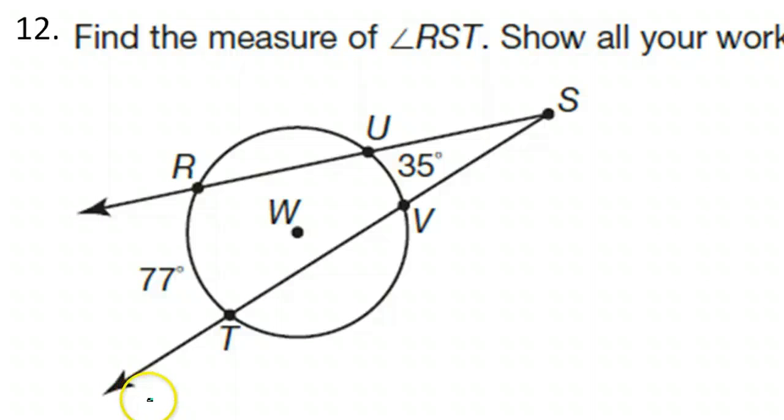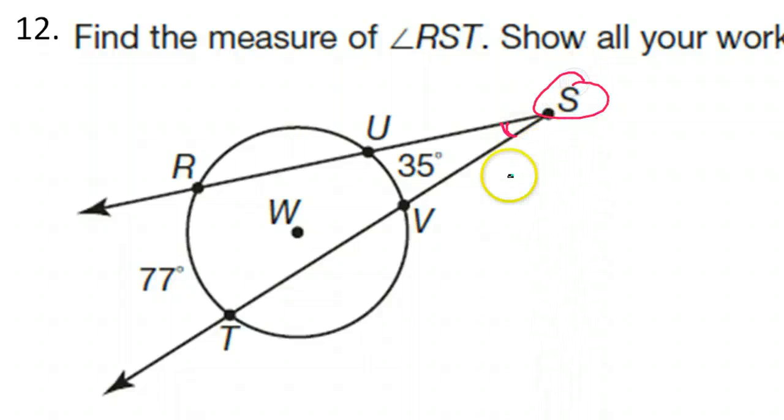Alright, here's number 12. I think there is no number 11. If I'm wrong, I'll fix it later. Find the measure of angle RST. Angle RST is this angle up here. It's the only angle up there, so I'm just going to call it angle S.